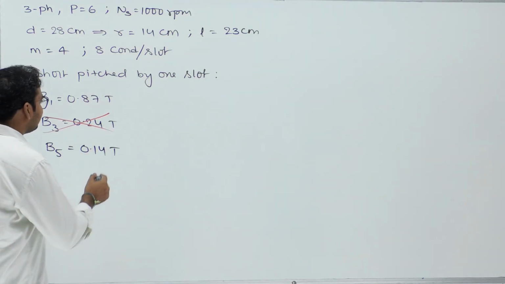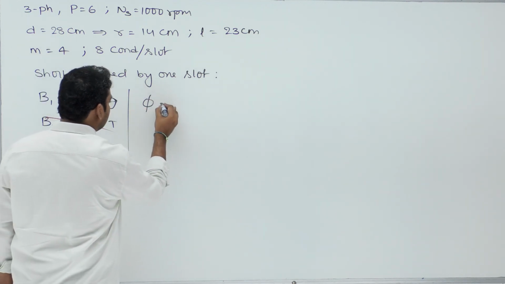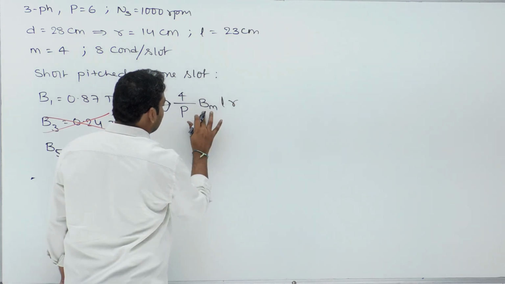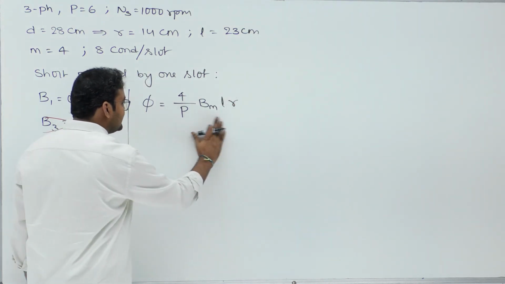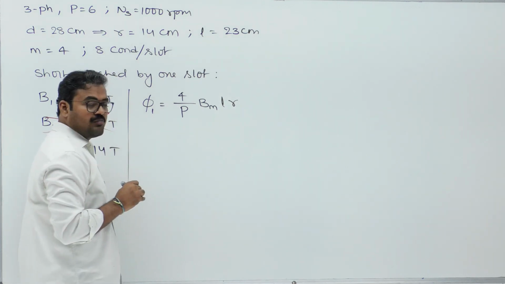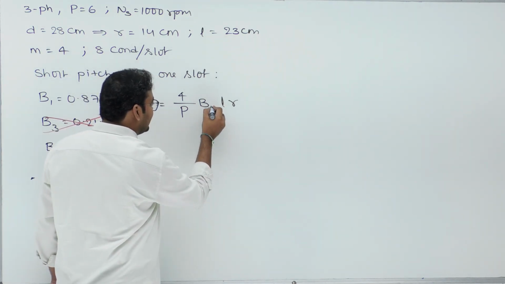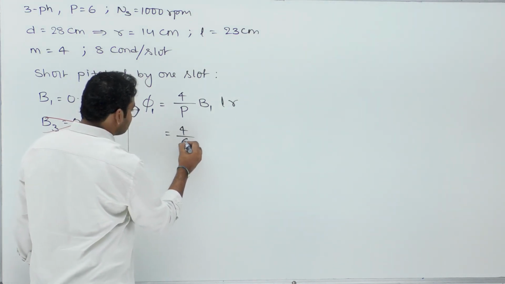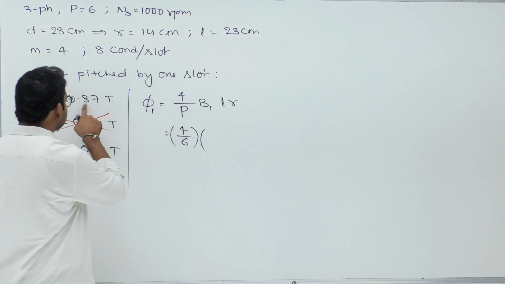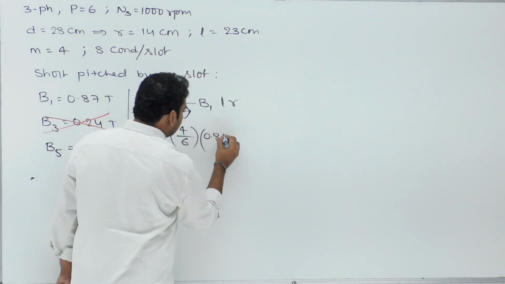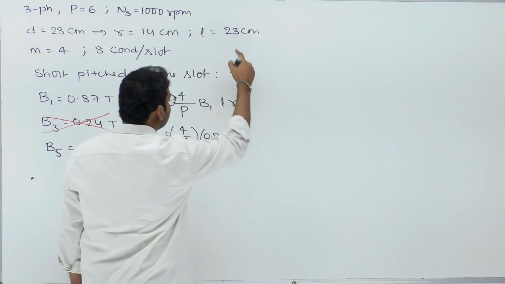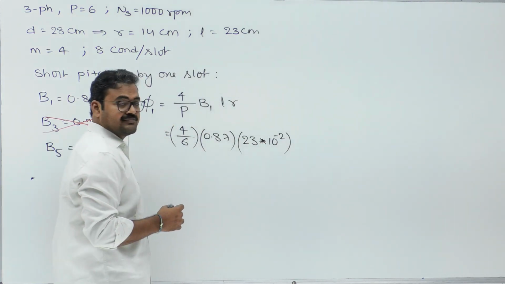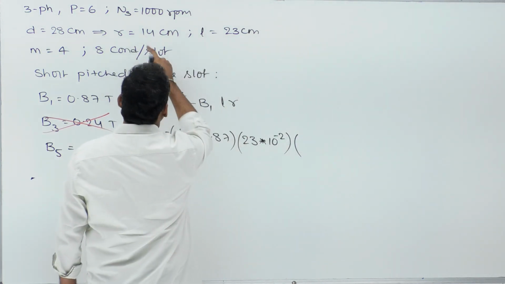Alright. So to calculate flux per pole, I will use this formula. Phi is equal to 4 by P into Bm into L into R, where Bm is the maximum value. This is the formula for the fundamental flux component. Therefore, this is the fundamental flux density. So 4 by how many poles are there? 6 poles. What is the fundamental flux density? 0.87 into what is the axial length? 23 centimeters. That means 23 into 10 power minus 2 meters. And radius is 14 centimeter.